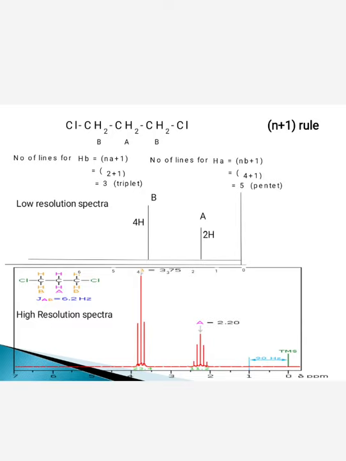Now, while solving a problem, first give the equivalent and non-equivalent sets of protons. Then the second point is to calculate the total number of lines for each set. The third point is to give its low resolution spectra, and the fourth point is to mention its high resolution spectra with its multiplicities. And it is better to give its chemical shift values also, if possible.